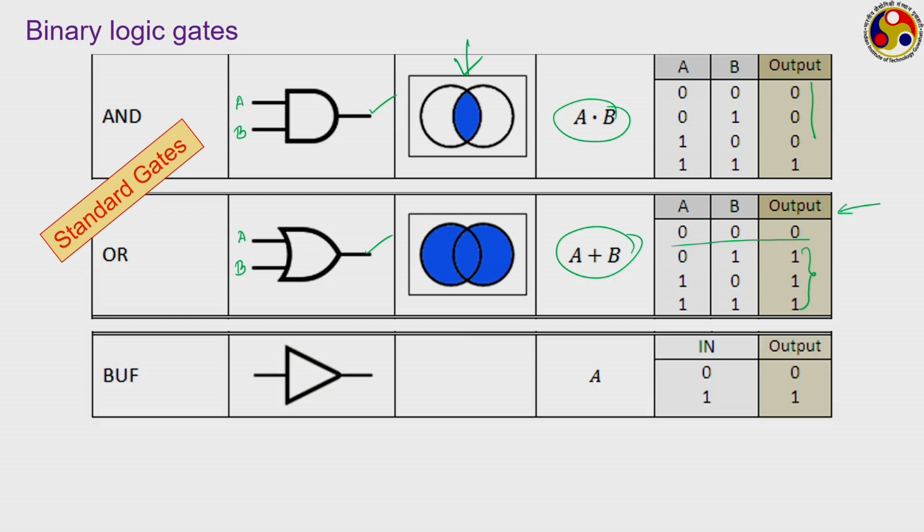Then we can have single input gates. This is the buffer, sometimes also called the hex. It is just whatever comes in goes through. It means if the input is switched off, the output is switched off. If the input is switched on, it will remain switched on.